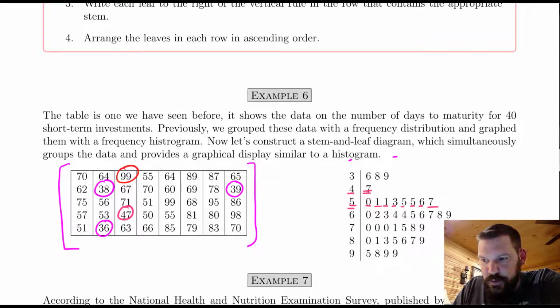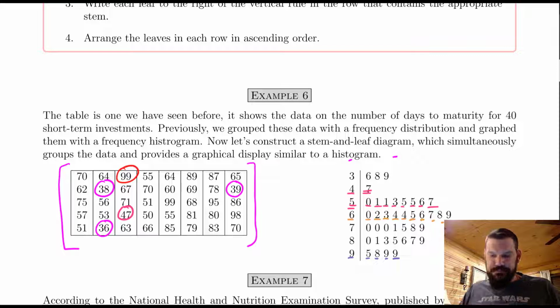Repeat that again for the 60s. So 6 is our stem: 60, 62, 63, 64, 64. You guys get the idea. And we do that all the way up until we've exhausted all values: 95, 98, 99, 99.